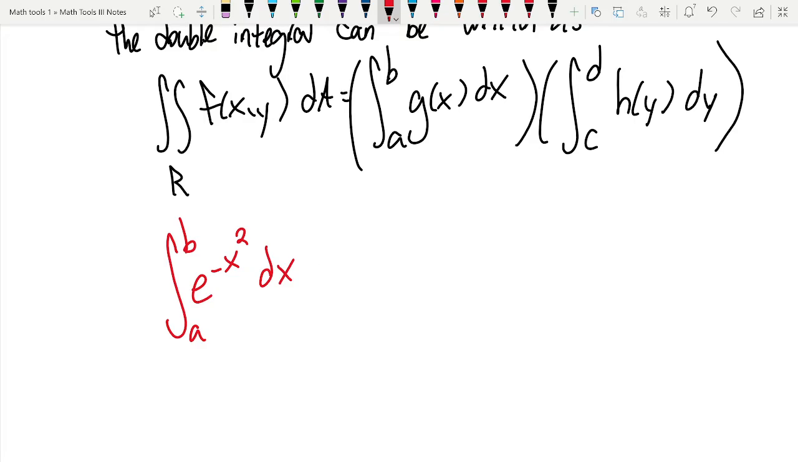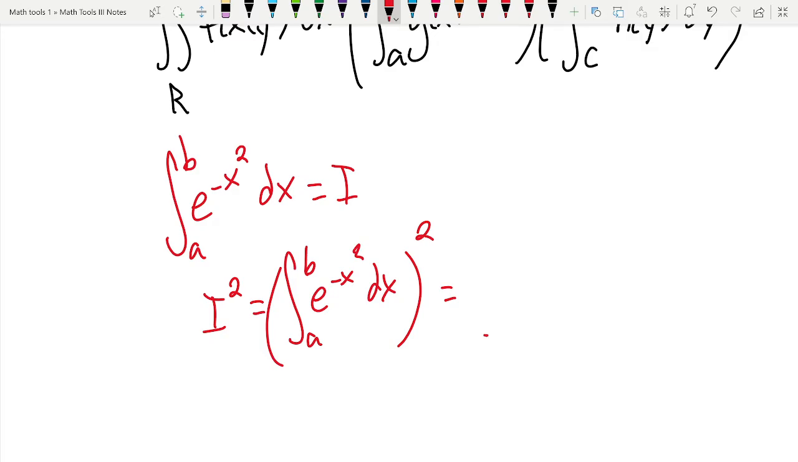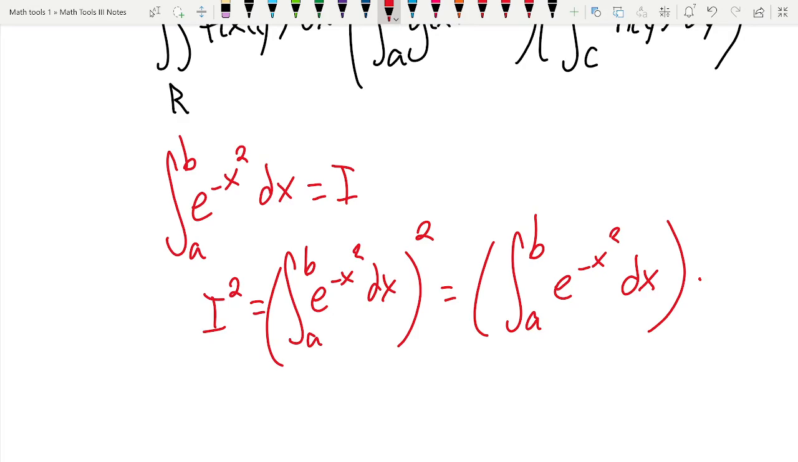the way that you do it is by setting this, say this is equal to I or something. Then what you do is you square it. So you say I squared is equal to the integral from a to b of e to the negative x squared dx, squared. And then you write this out as a product: the integral from a to b of e to the negative x squared dx times, you would need to change the coordinates. The most common way this is done is with infinity and negative infinity, so it doesn't matter here. So let me just write that instead.